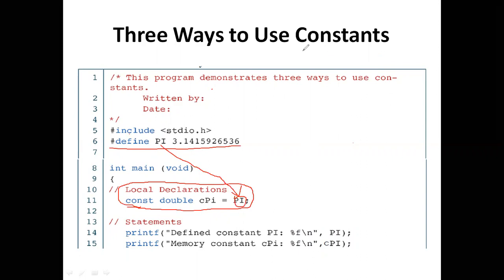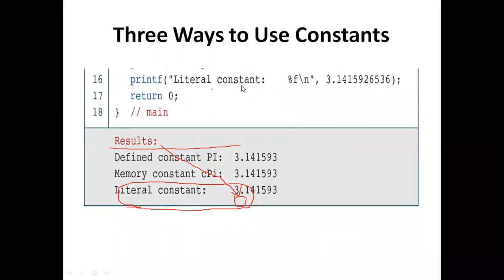And here directly we are writing the value. We are directly assigning the value. This type of value we call a literal constant.